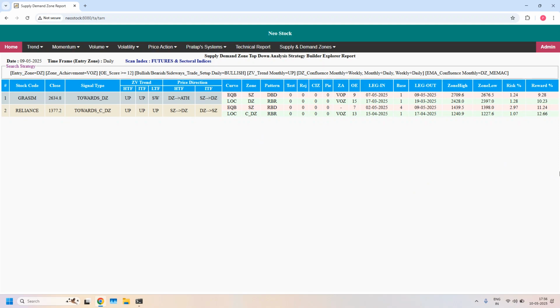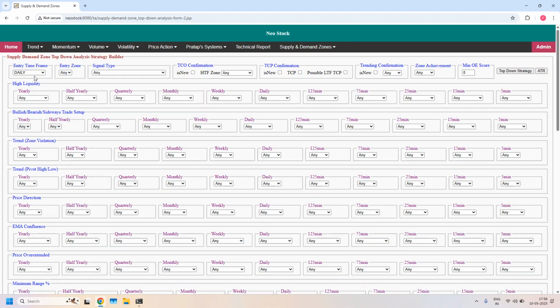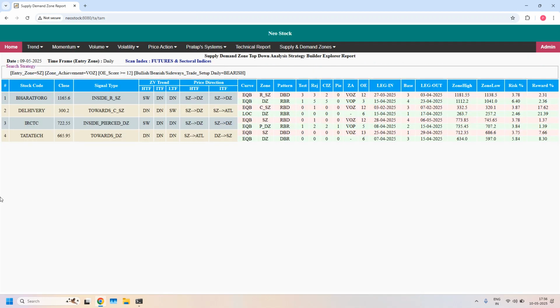So next, bearish trade setup for monthly income trade. Entry time frame daily, entry zone, supply zone, bullish or bearish or sideways at daily. I am selecting bearish. Zone achievement violated opposing zone, minimum odd enhancer score 12. With these filters we got 4 stocks.